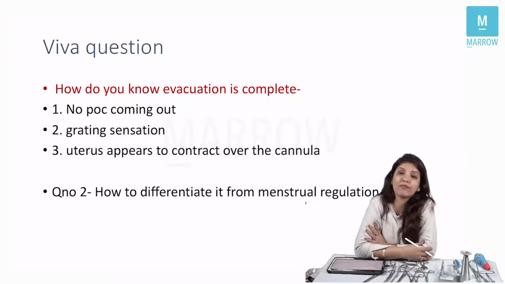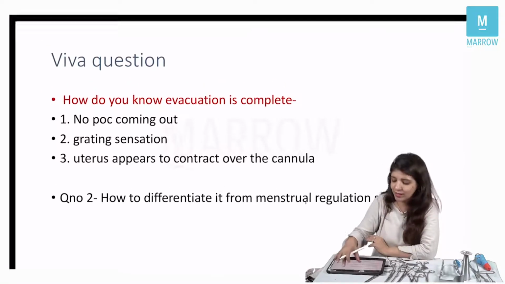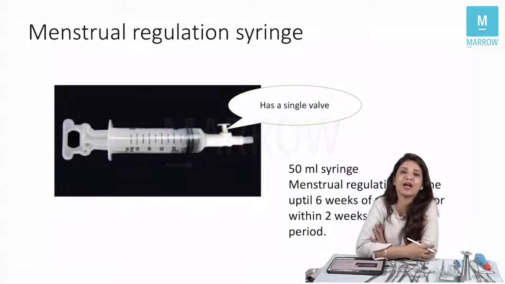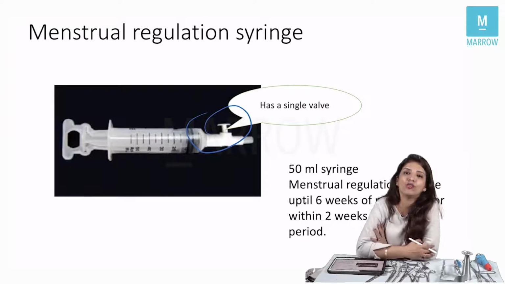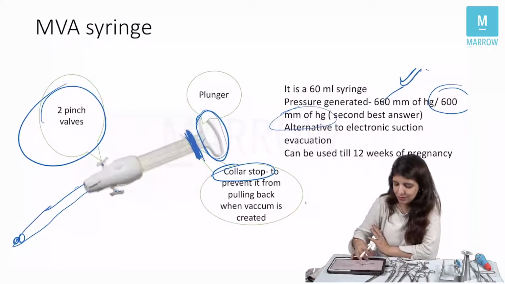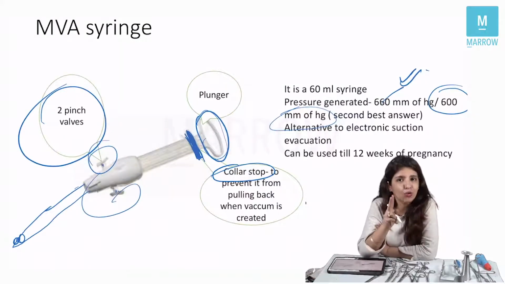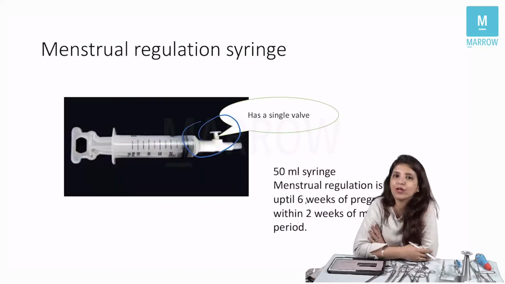Now, if you have answered all questions very well, then the next question which the examiner will ask you is, do you know that there is a menstrual regulation syringe also? This is a manual vacuum aspiration syringe. How are you going to differentiate between a manual vacuum aspiration syringe and a menstrual regulation syringe? That's very easy, and the moment you look at it, you're going to realize how to differentiate. In a menstrual regulation syringe, you have a single valve, whereas in an MVA syringe, you have two valves, right? So if there are two valves, it is an MVA syringe. If it is a single valve, then it is a menstrual regulation syringe.